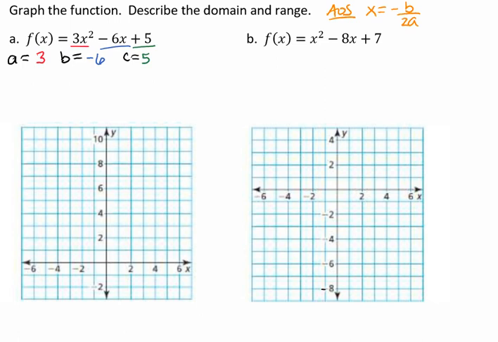From here, we want to find our axis of symmetry. So we'll plug our b into the b spot and our a into the a spot, giving us negative 6 divided by 2 times 3, which gives us a value of 1 when we plug that into our calculator.